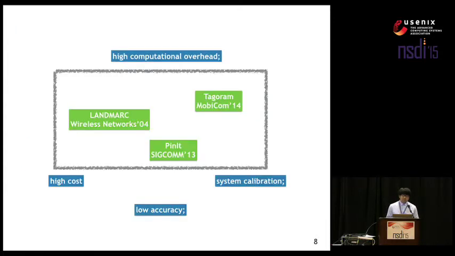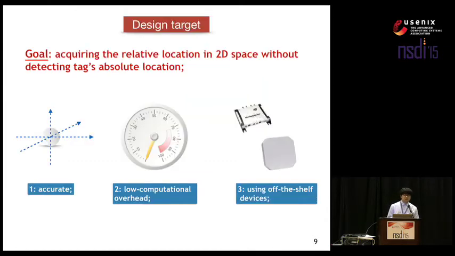So after reviewing this state of the art, we can see that these schemes either suffer from low accuracy or they rely on high cost hardware like the USRP or densely deployed anchor tags. So they are not suitable to translate into the relative location of desired tags. So here comes the challenge.